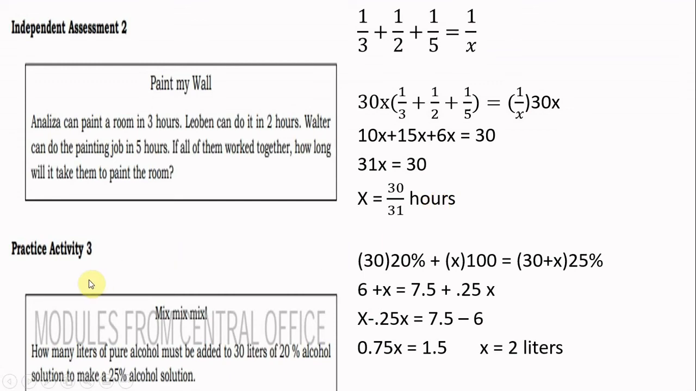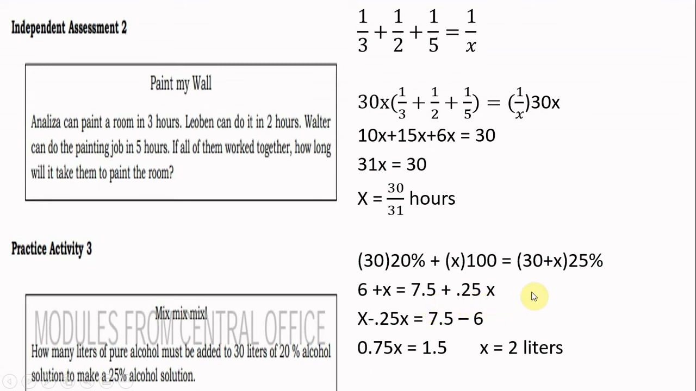Okay, practice activity 3. How many liters of pure alcohol must be added to 30 liters of 20% alcohol solution to make a 25% alcohol solution? So this is still a mixture problem. So 30 liters having 20% solution plus we do not know how many liters to be added, and it should be pure alcohol, so it is 100%. You will add this to 30 plus x, and it should be 25% as the resulting solution. So 30 times 0.2 is 6, plus 100% times x, that's 1 times x, that's x, equals 0.25 times 30, that's 7.5, and 0.25 times x, that's 0.25x.